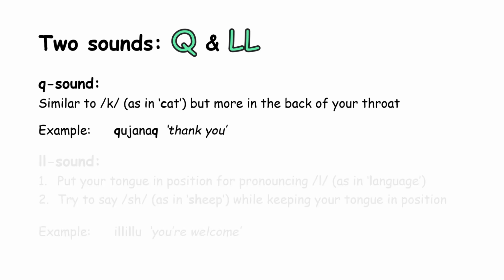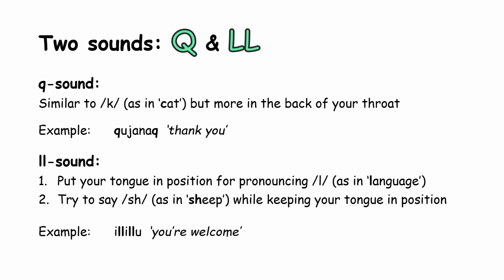Alright, the ll sound may seem tricky at first, but here's how to do it. Step 1. Put your tongue in position for pronouncing l, as in language. Step 2. Try to say sh, as in sheep, but while doing so, you must keep your tongue in the position for pronouncing l. Sh, sh.